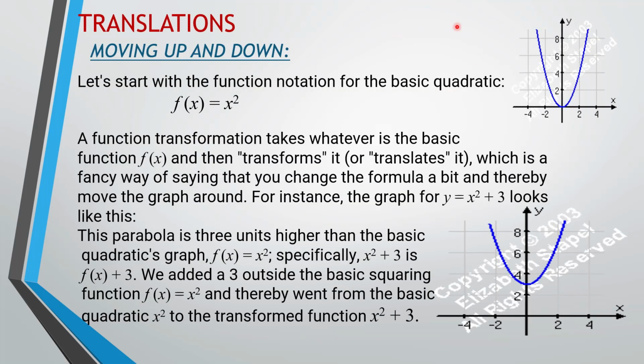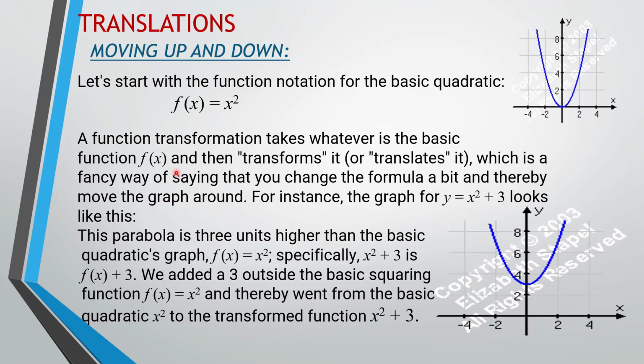Okay, translations, an important and interesting topic. Suppose we have a function f of x is equal to x square. This graph is of this function. A function transformation takes whatever the basic function f of x is and transforms or translates it, which is a fancy way of saying that you change the formula a bit and thereby move the graph around. For instance, the graph for y is equal to x square plus 3.